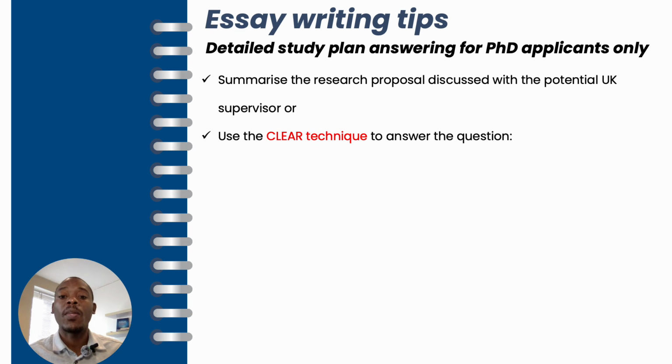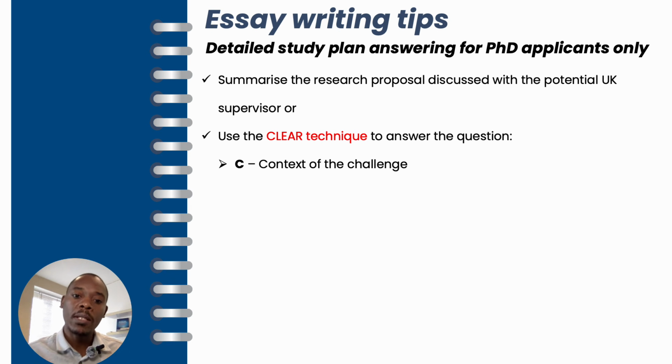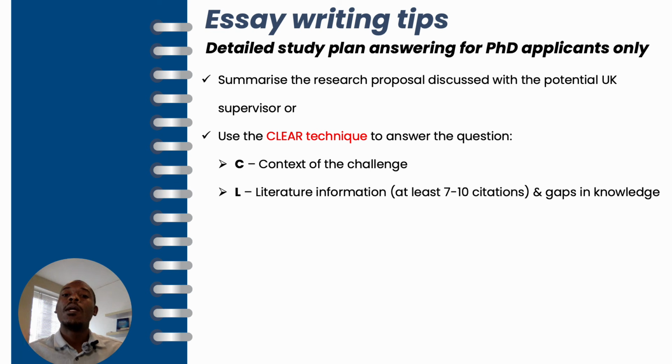You can use what I call the clear technique. This is a technique that is going to help you write this essay in a concise manner. So you need to give the context of the problem that you want to research on, give the background of the problem, and then reference literature. So include literature, at least 7 to 10 citations, and you can include in-text citation. We are not going to give a list of references. You are going to just give in-text citation and demonstrate that there is a gap in knowledge.